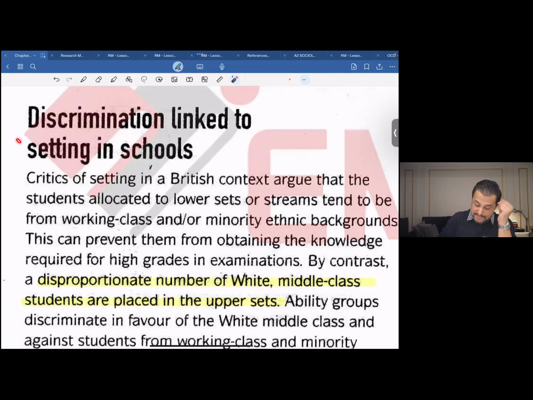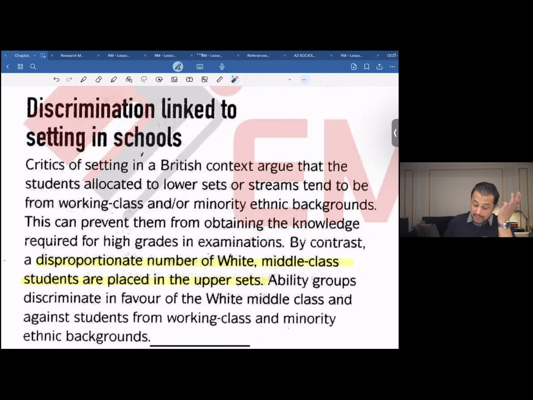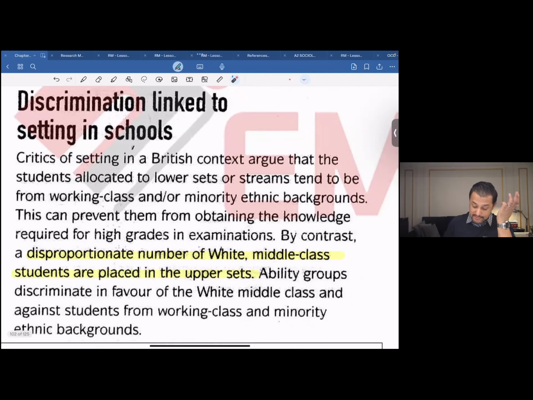Now, let's take this ahead and link this racism with setting. Remember, ability groups. There were four different ability groups. If you do not remember this, go back and read through that. Four different ability groups: setting, banding, streaming, and mixed ability teaching. Now, discrimination linked to setting in schools.